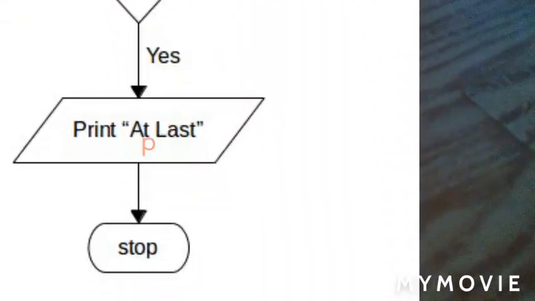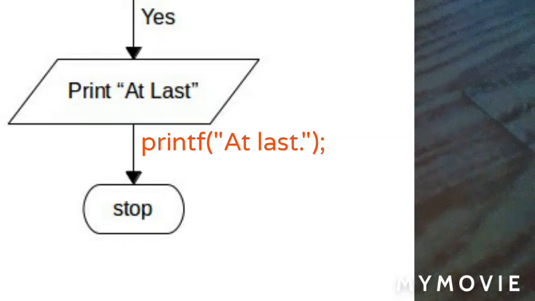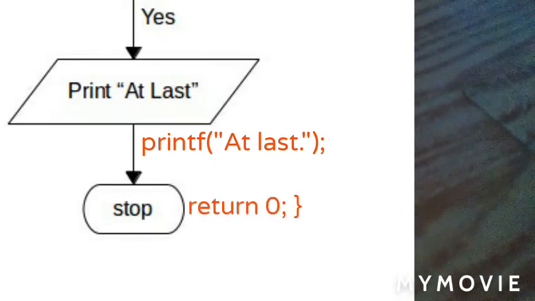If it is a yes, then it will print at last, and it will also exit the while loop. And then the stop corresponds with return 0 and close braces. Okay?